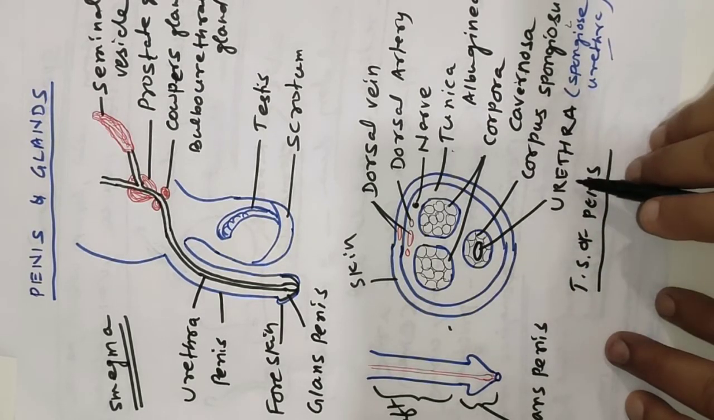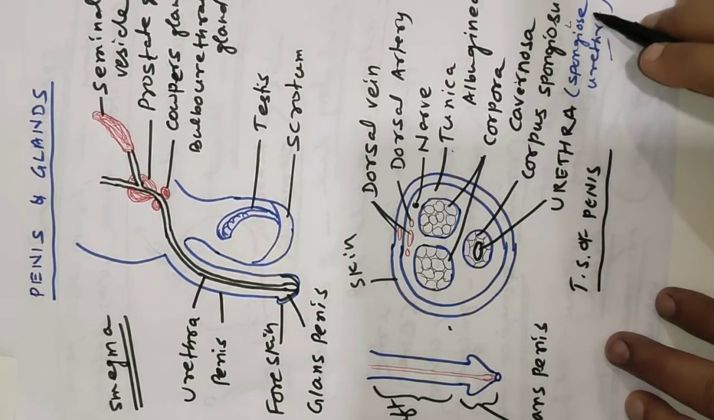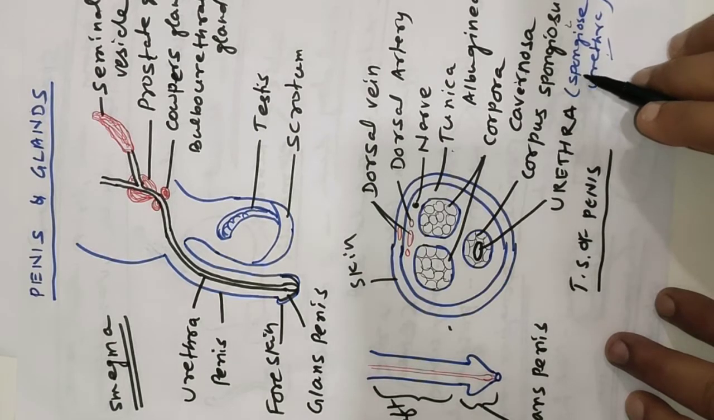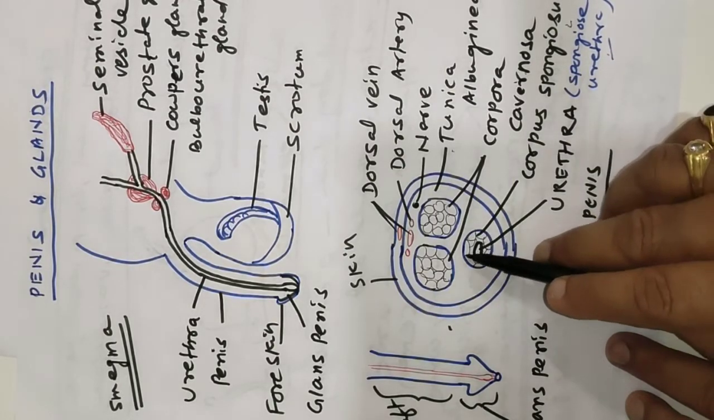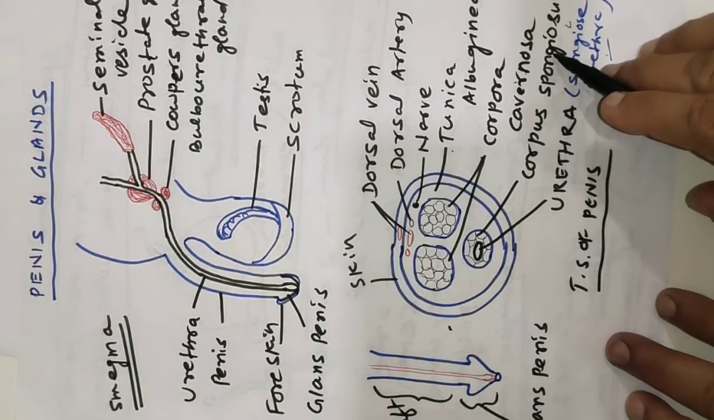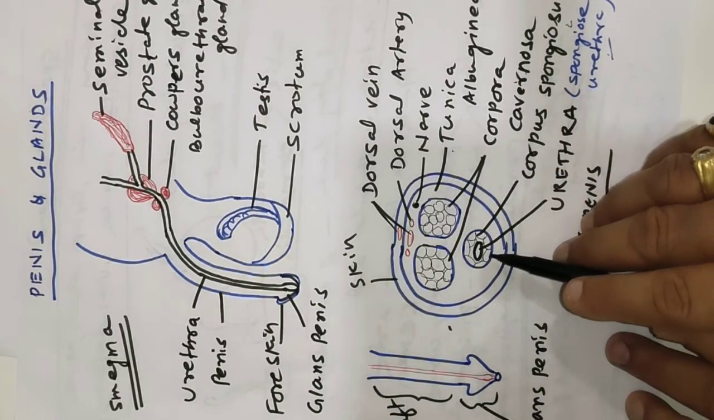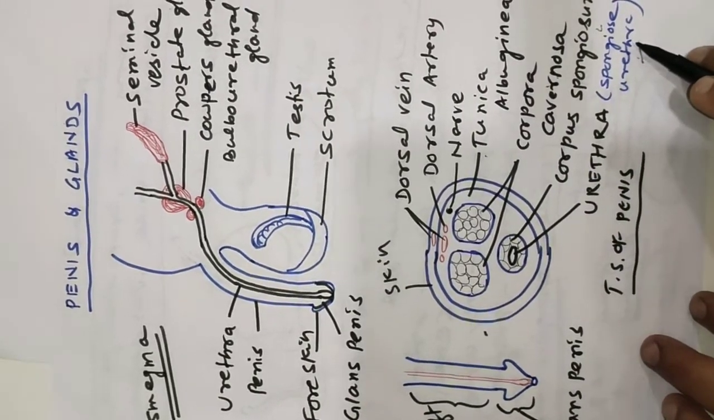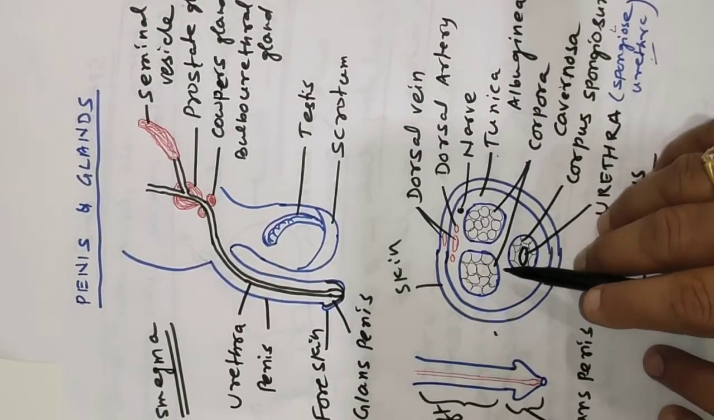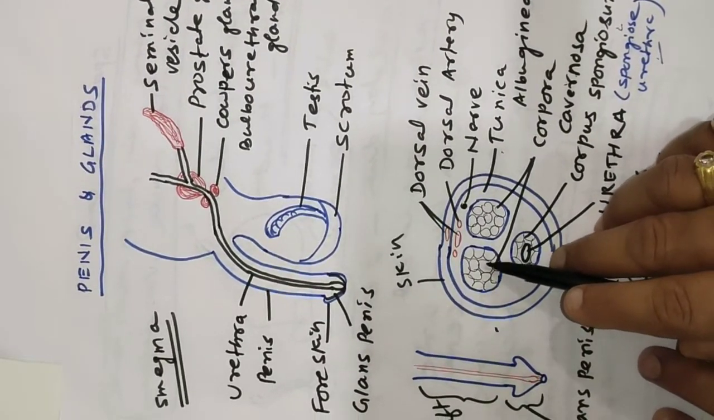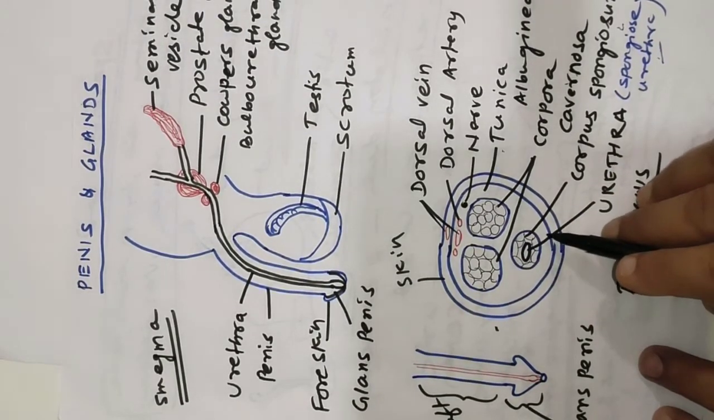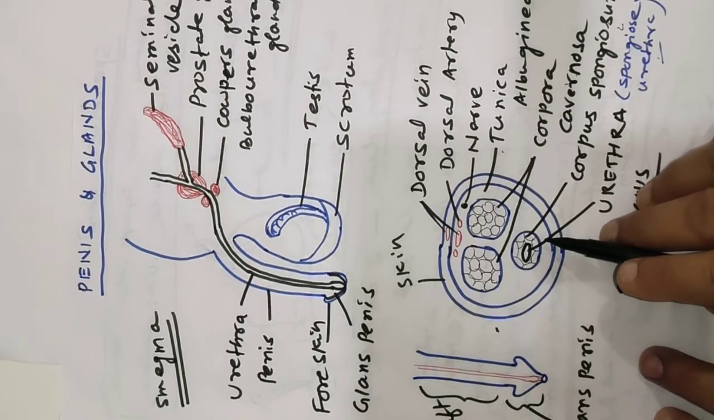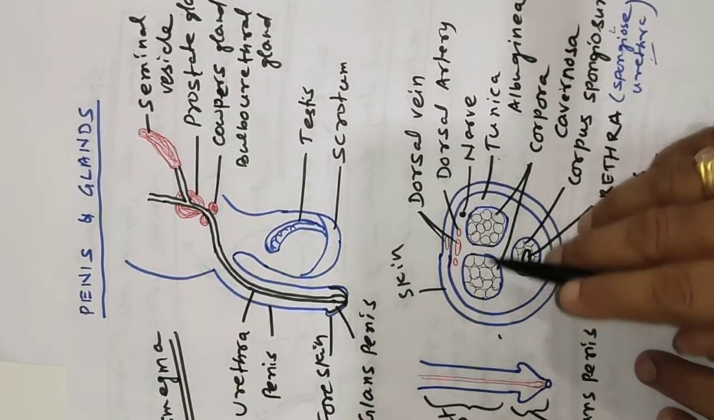The penile urethra, otherwise known as spongy urethra, we have already discussed in the last class. Clear? The urethra passes through the corpus spongiosum. There are three columns of tissues: one pair of dorsolateral corpora cavernosa and a single midventral corpus spongiosum. All possess sinuses.